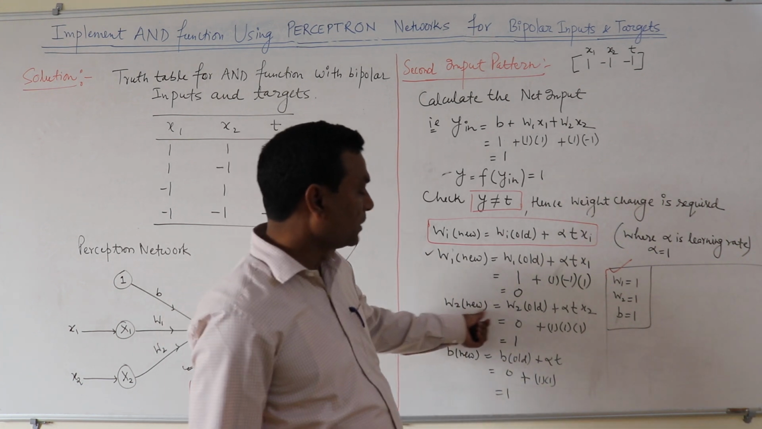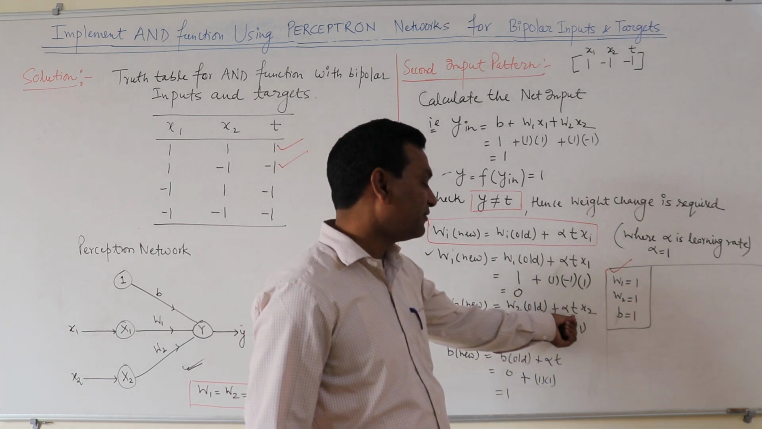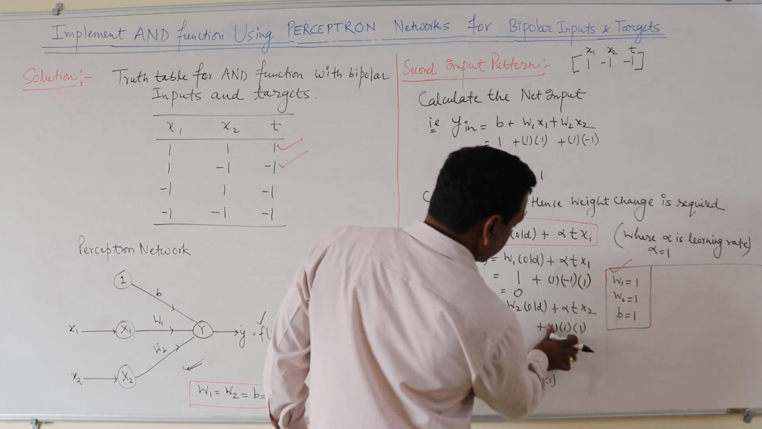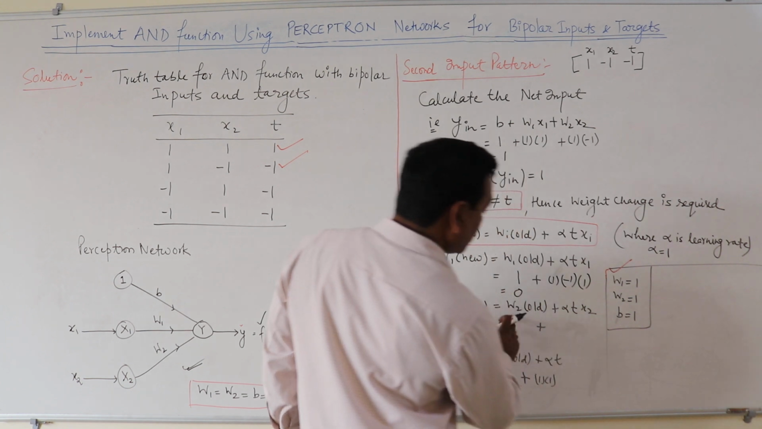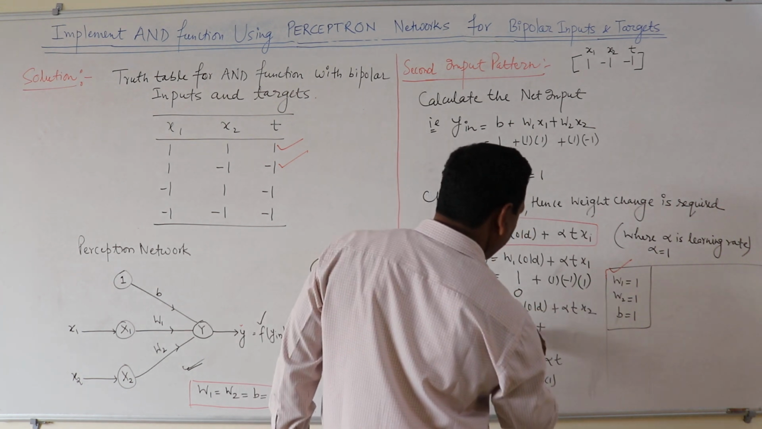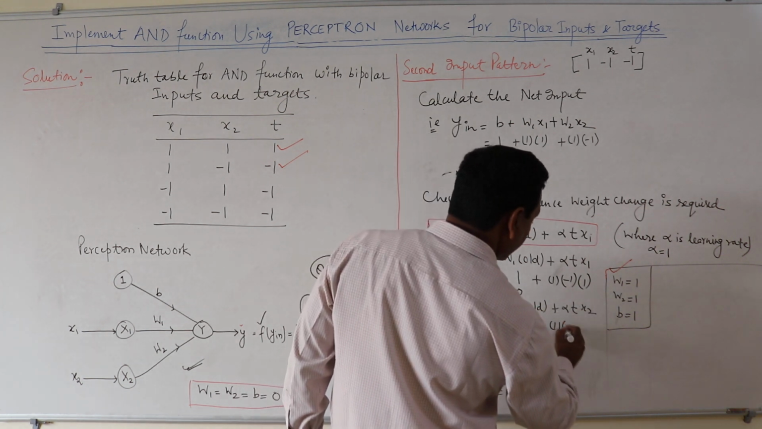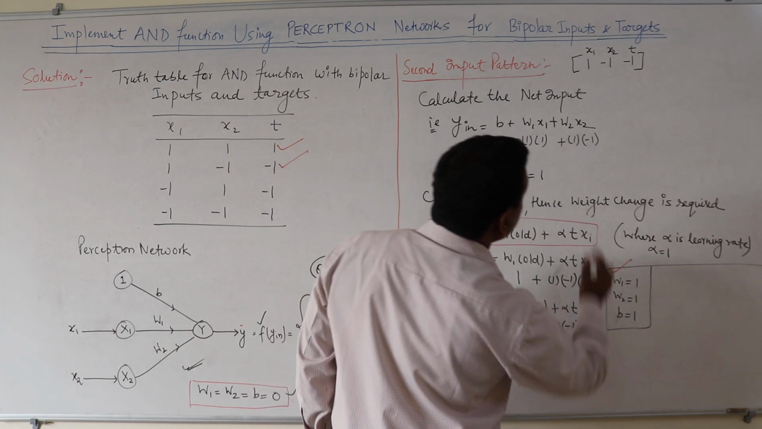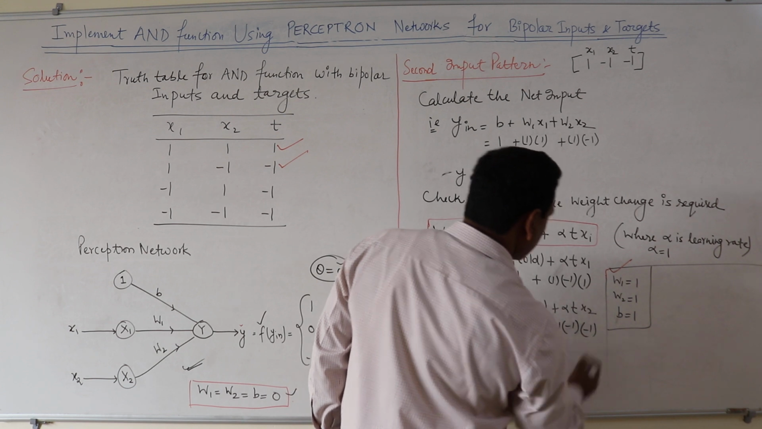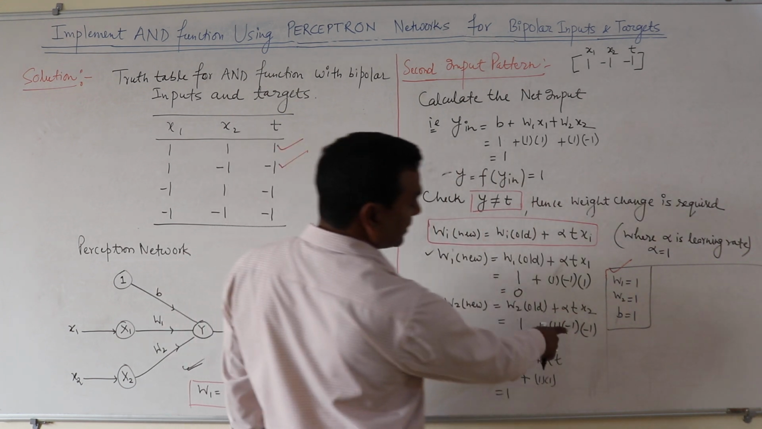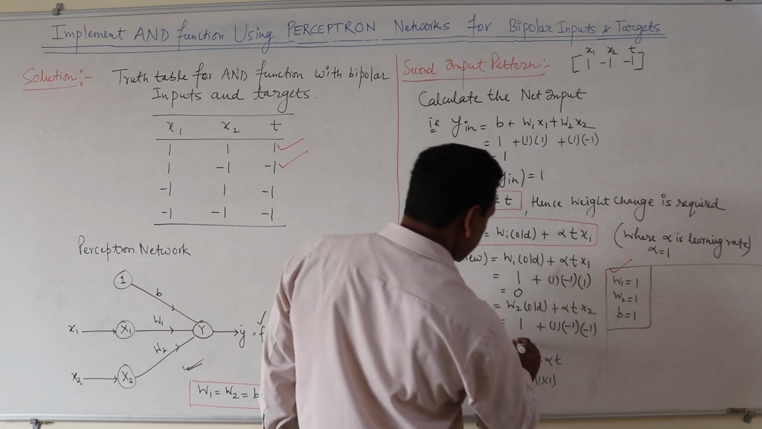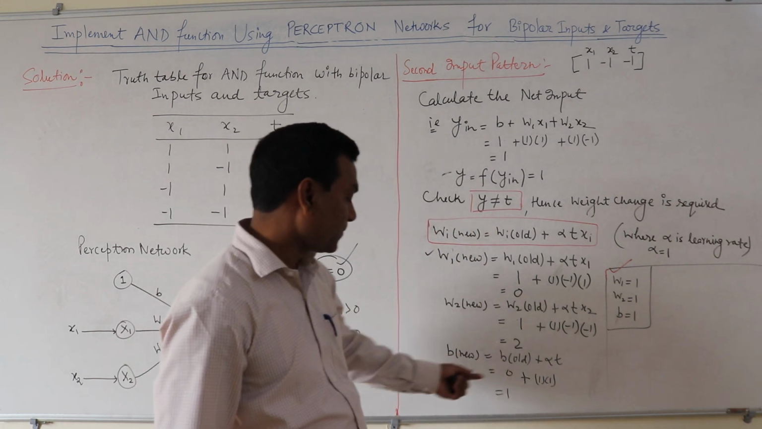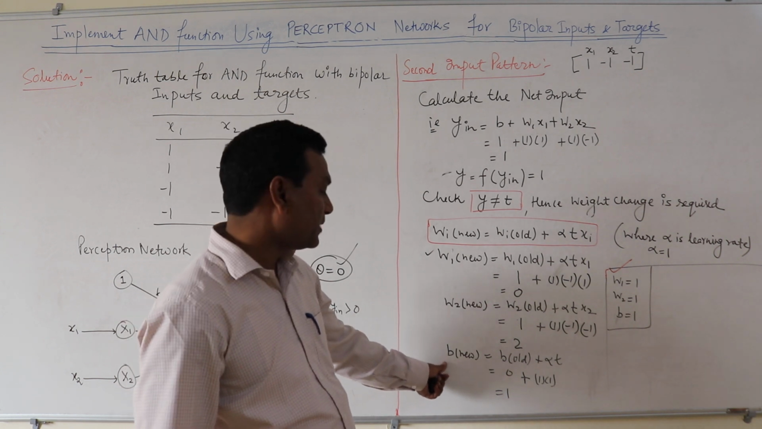Now W2 new equals W2 old plus alpha t into x2. So we will put the values: W2 old is 1, alpha is 1, t is minus 1, and x2 is also minus 1. So from here, this will be 2. So W2 is 2. Now we will calculate the bias weight B new.